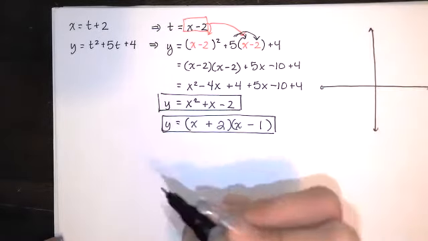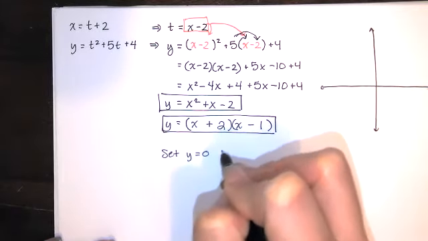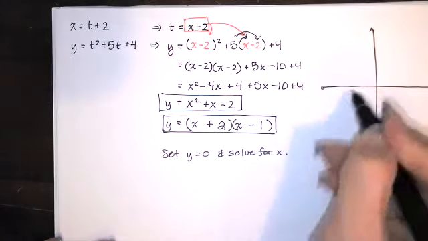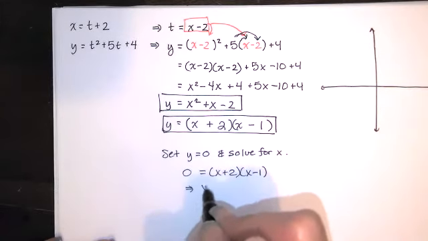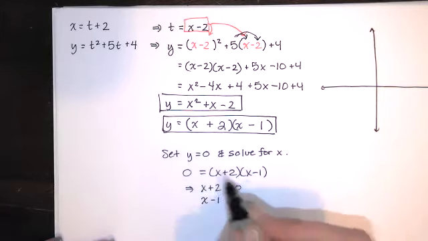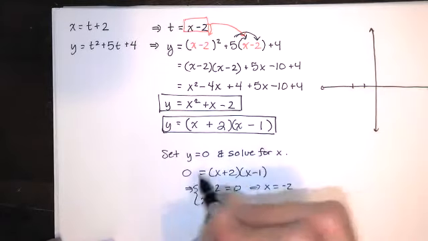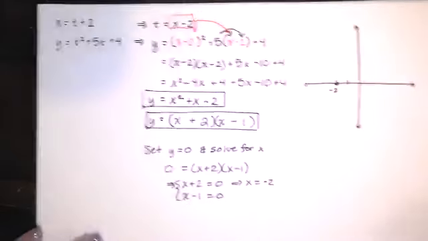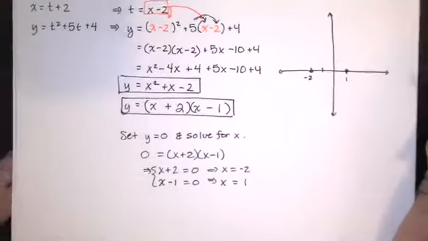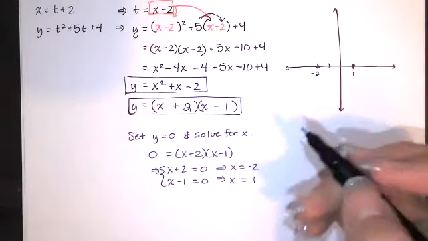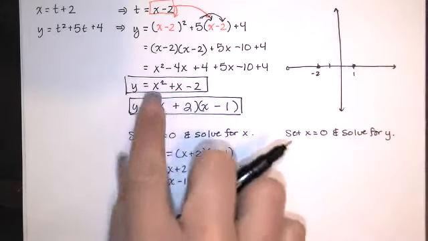And if I want to graph this, I can set y equal to 0 and solve for x. That will give me the x-intercepts of my graph. So I have 0 equals x plus 2 times x minus 1. So that means that x plus 2 is 0 or x minus 1 is 0. That's the only way we're getting 0 out of that product. And then we solve each of these equations for x. So I get x equals negative 2. So when y is 0, x is negative 2, the graph is going to cross right there. And when y is 0, x may also be 1. So the graph will cross right there. And I can look at the equation. I see that when x is 0, I can solve for y. When x is 0, y is negative 2.